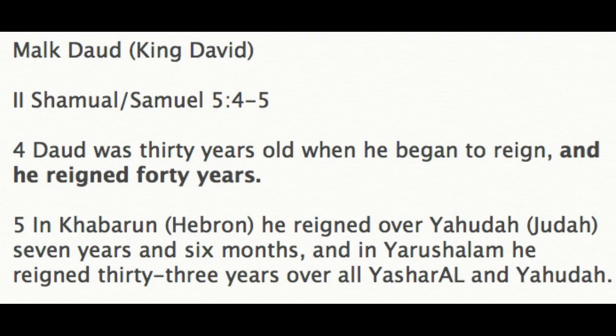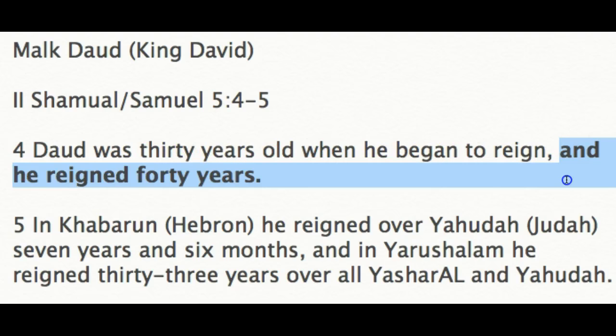We even see the same thing for Malk Daud or King David in 2 Shamuel or 2 Samuel chapter 5 verses 4 through 5, where it says, "Daud was 30 years old when he began to reign, and he reigned 40 years." So when he reigned at 30, reigning 40 years, 30 plus 40, there's our 70. "In Kabarun or Hebron, he reigned over Yahudah or Judah 7 years and 6 months, and in Yerushalayim he reigned 33 years over all Yasharal and Yahudah."